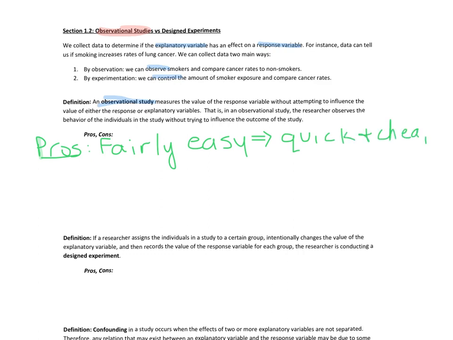The cons. The cons is because we're just coming in and observing what we see. One of the big ones could be unaccounted variables. And we'll talk more about that in a second. But other unaccounted variables could be messing up our study. It could affect the outcome. It could affect the response variable.